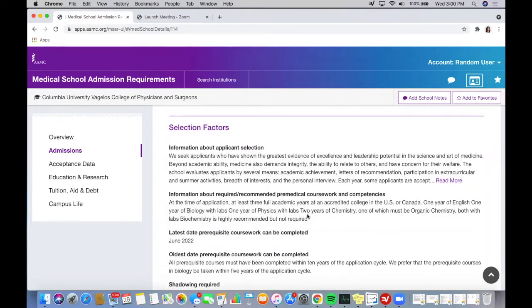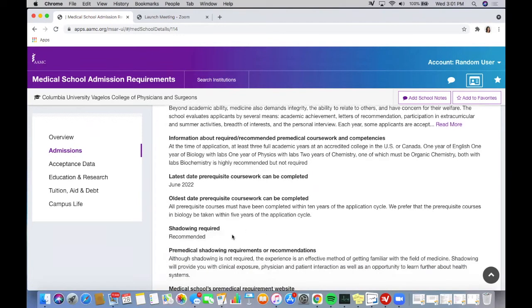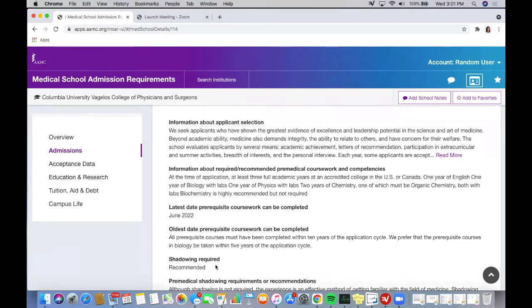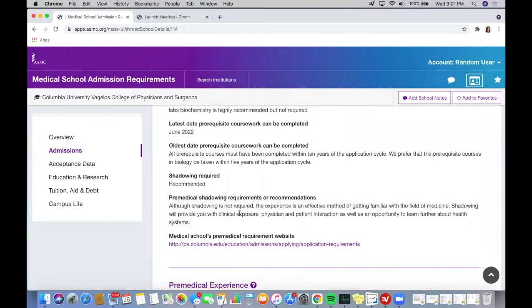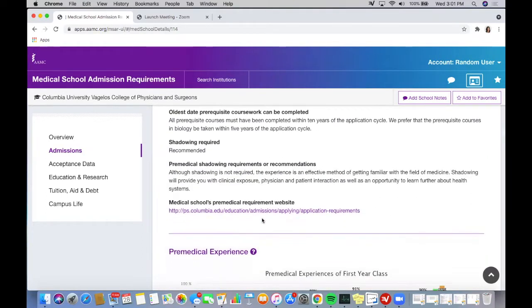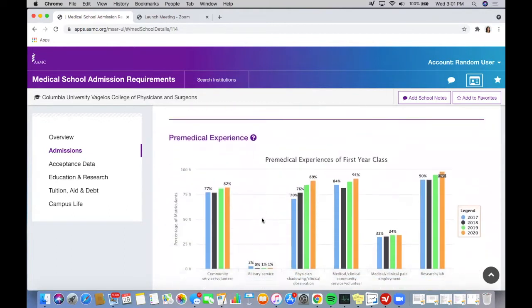Okay. Now let's go on to selection factors. And this will give you an idea of what Columbia is looking for in their medical school applicants. Just some things that jump out at you. Shadowing is not required, it's recommended. Pre-medical shadowing requirements or recommendations, so you can consider all of that.